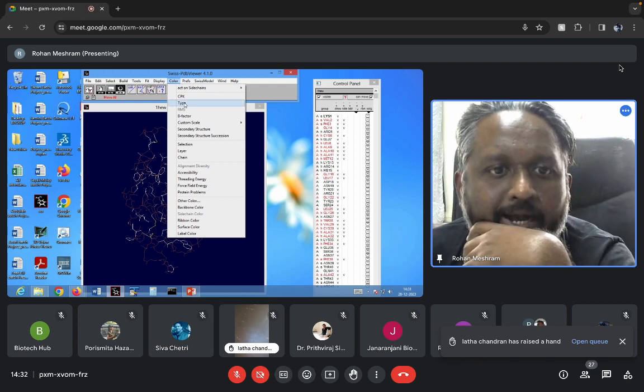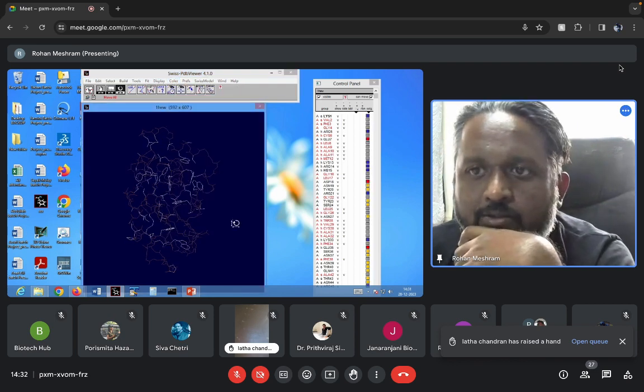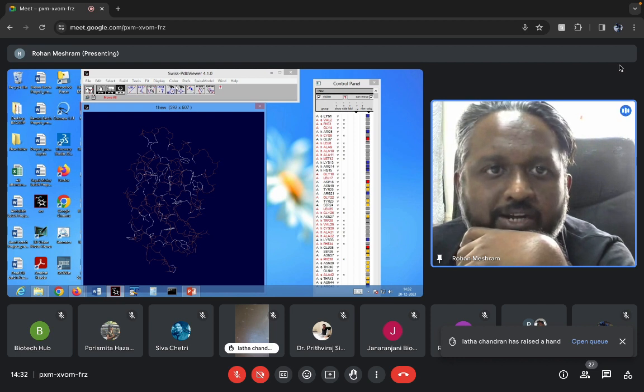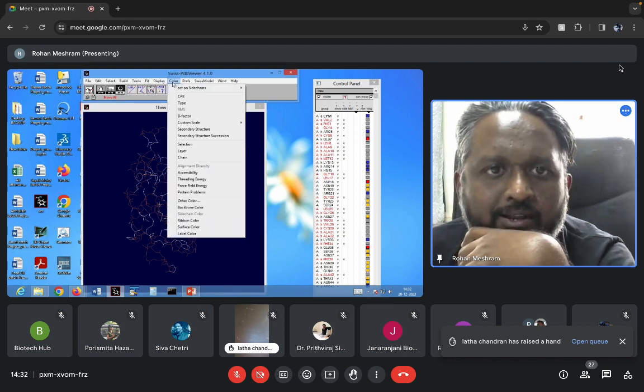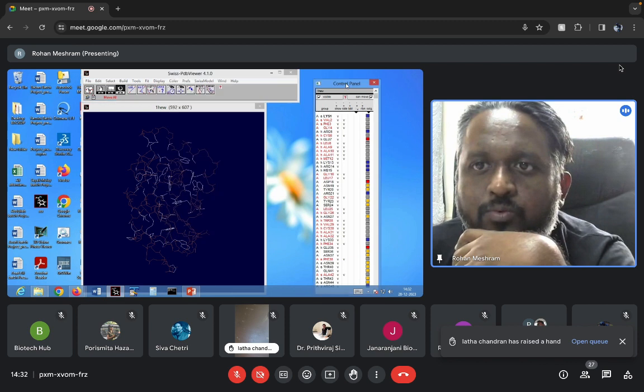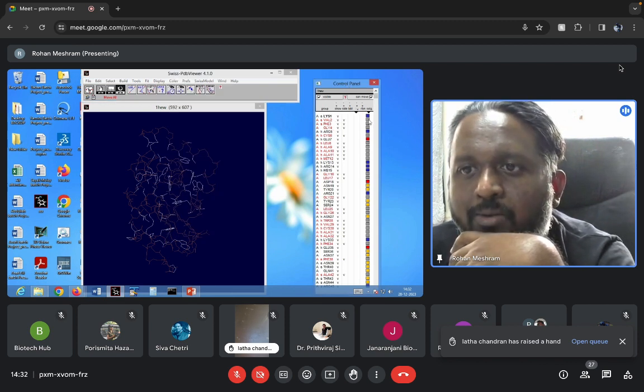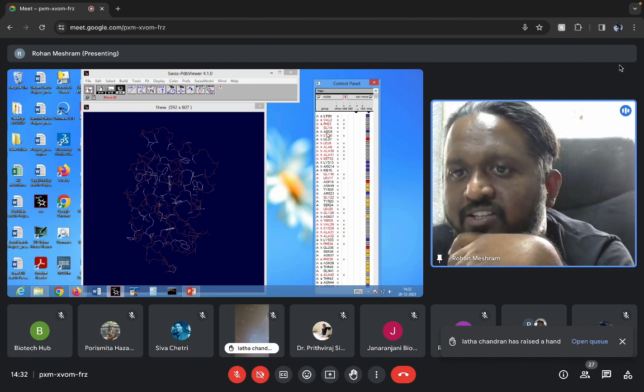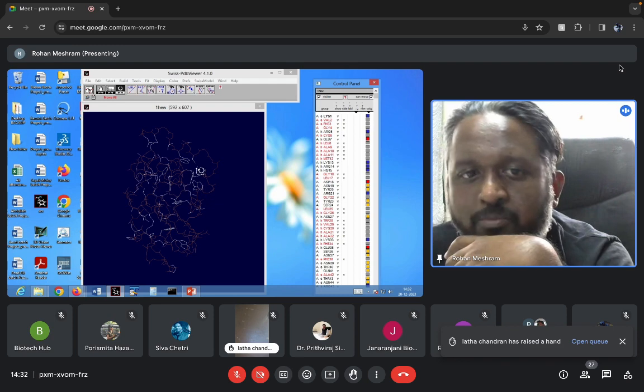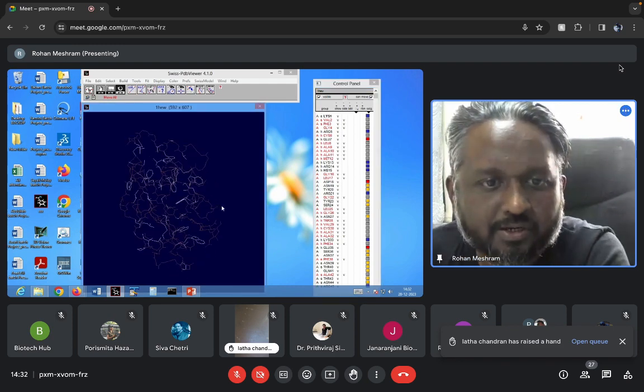If we color by type, right? So now you can see what I did. I went to this color and selected by type. If you do so, all the non-polar amino acid residue side chains would be colored in gray color. All the positively charged amino acid residue side chains would be colored blue, and all the acidic ones would be colored red. But since only the non-polar amino acid residues are on display, here only non-polar amino acids are shown.